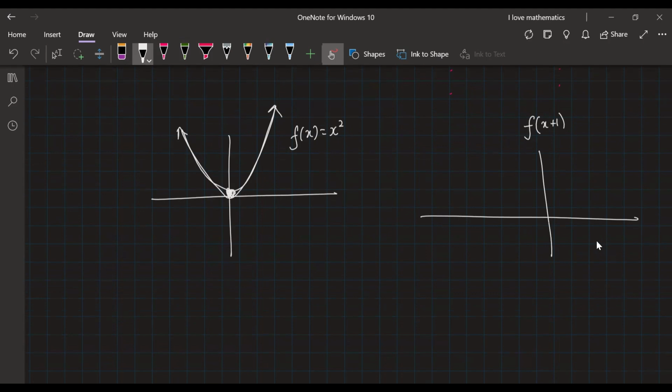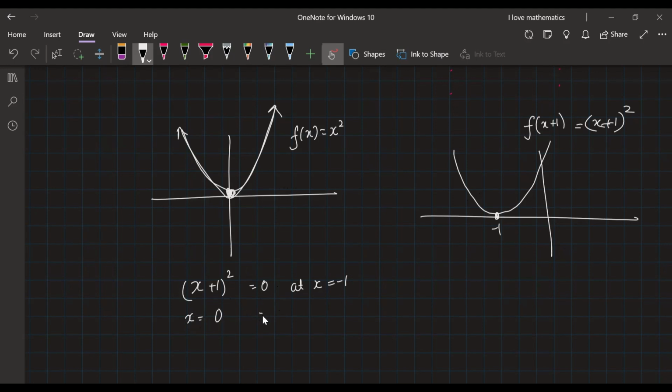Magically, as if by Harry Potter's wand, it shifted by minus 1. How? So it's x plus 1 squared, right? x plus 1 squared is 0 at x equals minus 1. At x equals 0, it's 1. At x equals 1, it's 4. At x equals 2, it's 9. It's the same values as f of x squared when x is 1, 2, 3.